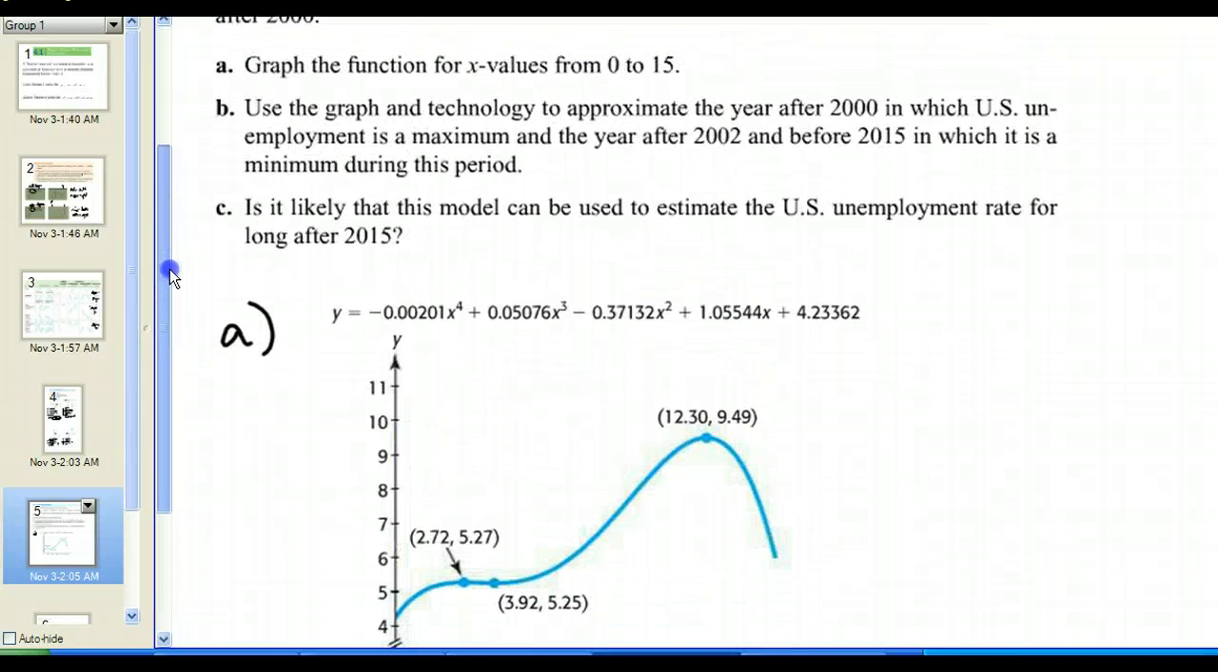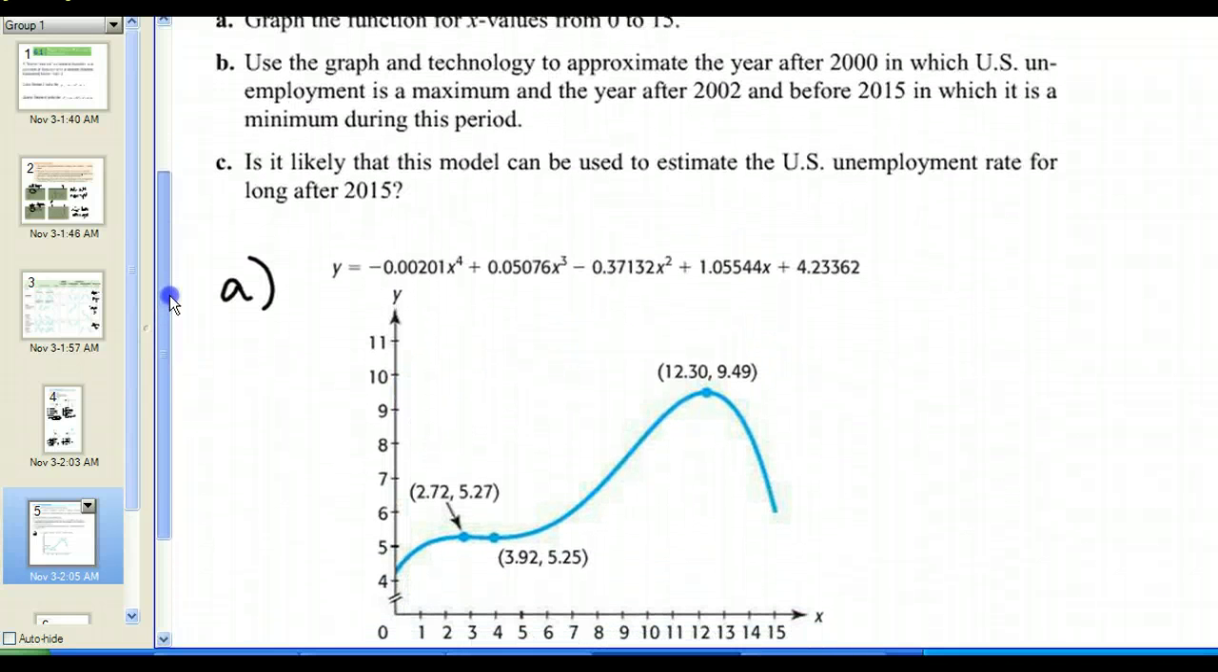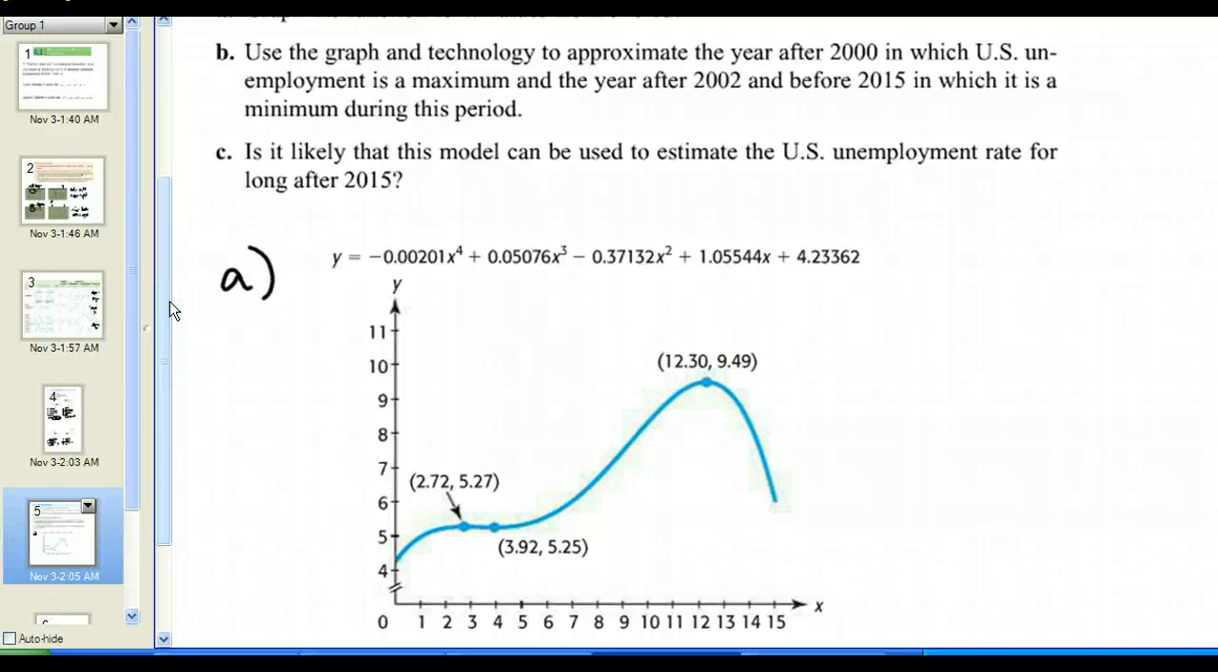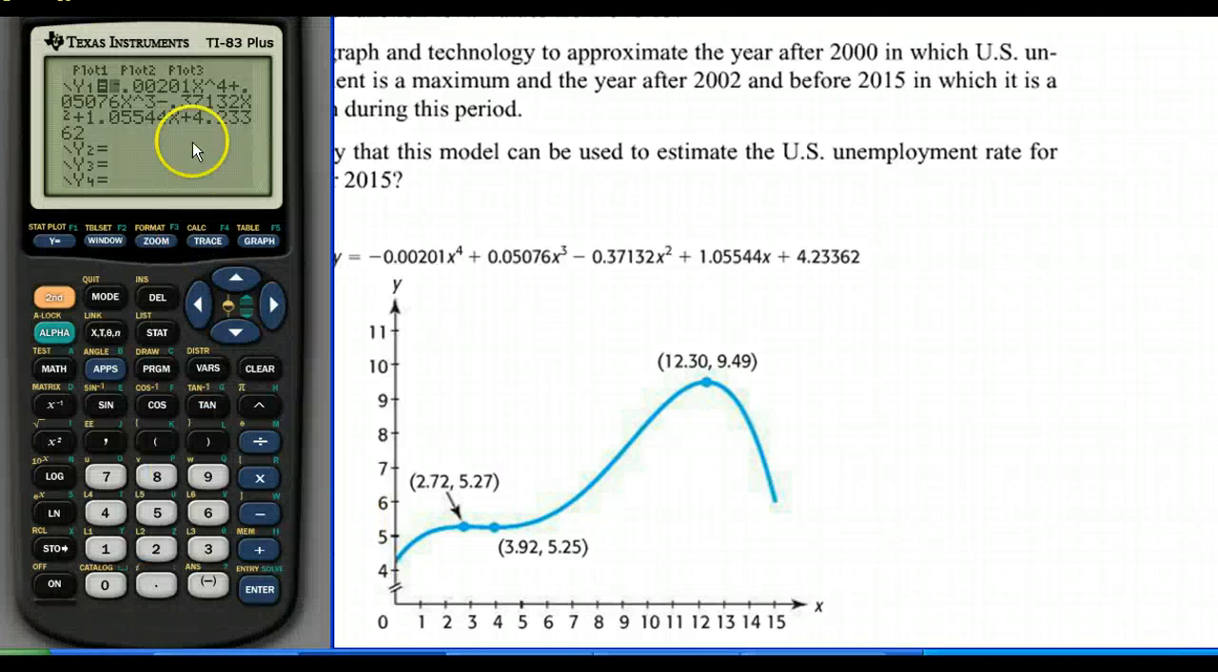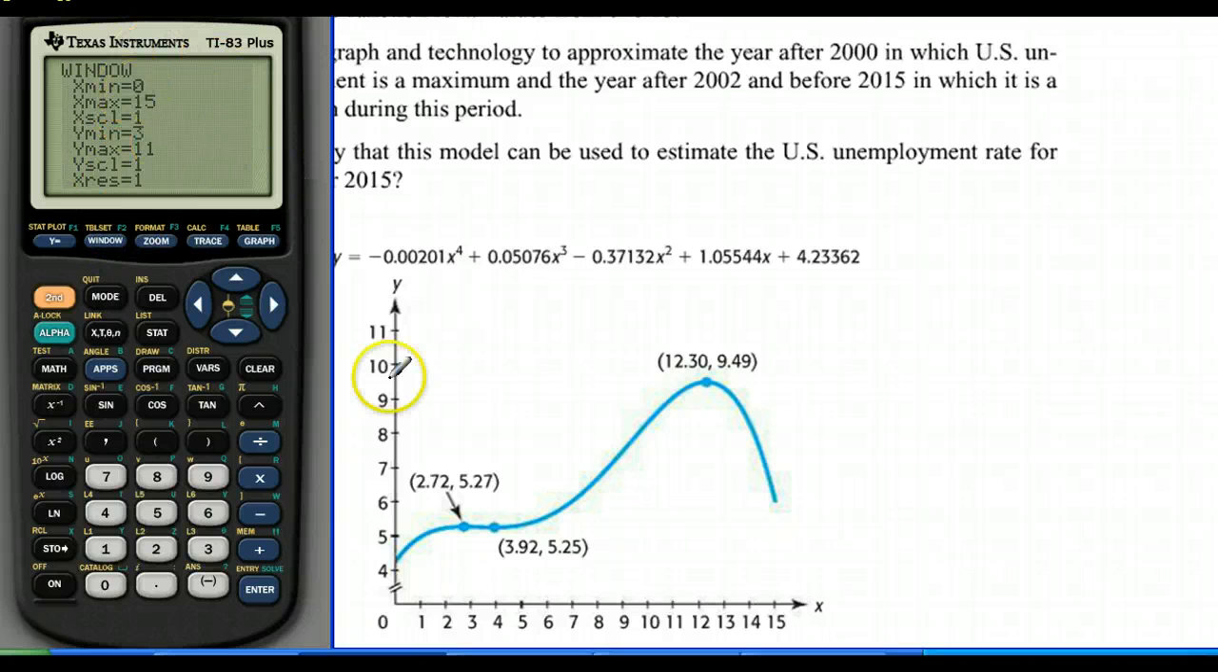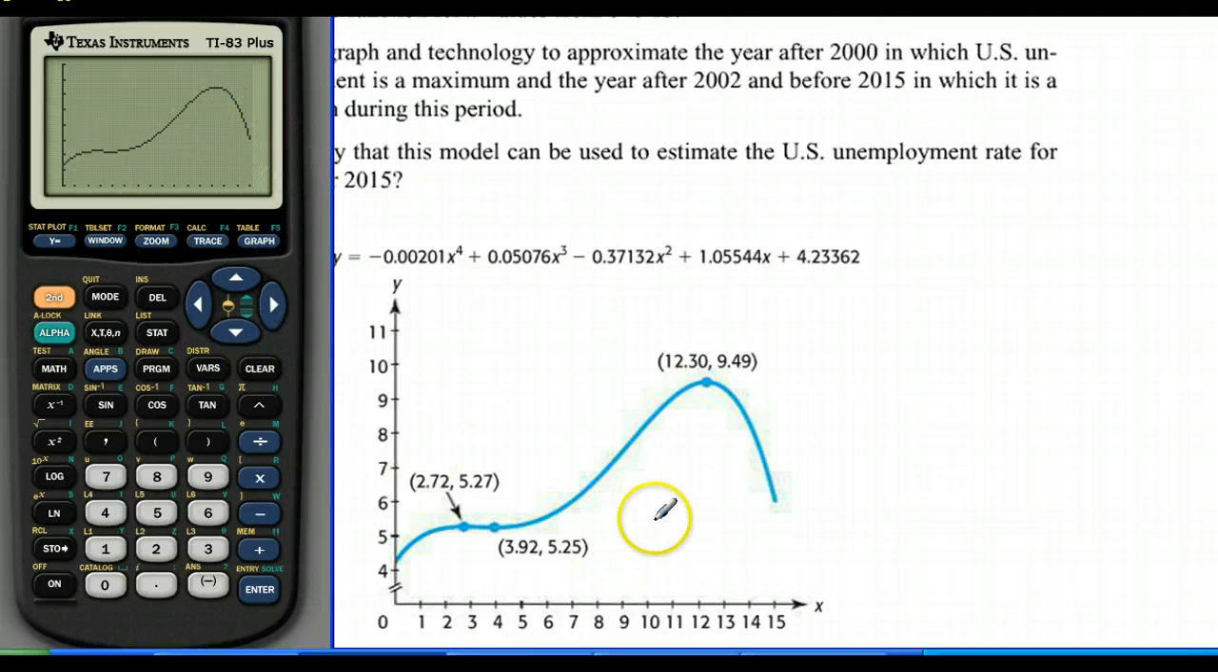Now part B: use the graph and technology to approximate the year after 2000 in which the unemployment rate maxes out. So I put the function in my Y1 in my calculator, all the way through. Then again I made the window from 0 to 15, and then I did 3 to 11, just because this starts at 4, so there's a little gap there. I graph it, and there's that same shape that we see here.